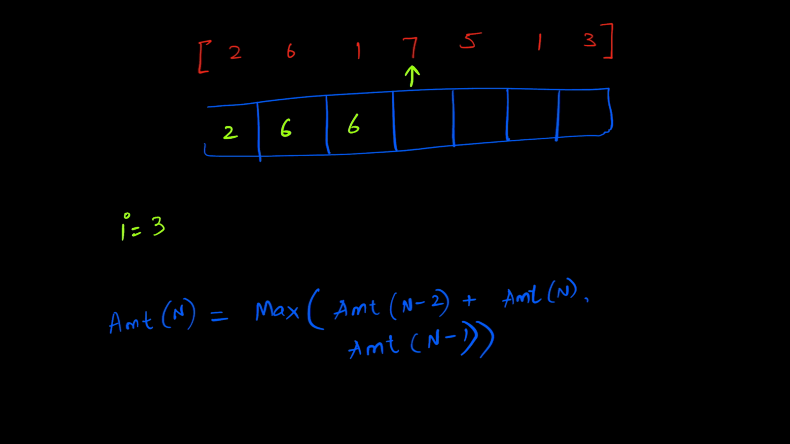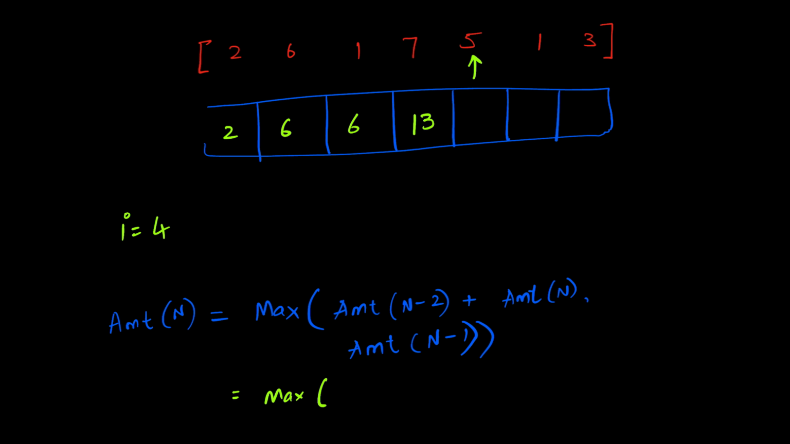Moving on to the next element with i equal to 3, the value is 7. Now we'll apply the same formula, where max of amount of n minus 2, which is 6, and adding it to the current element, which is 7, the total is 13, and it will be compared against 6. As 13 is higher, it will be saved in the DP array.